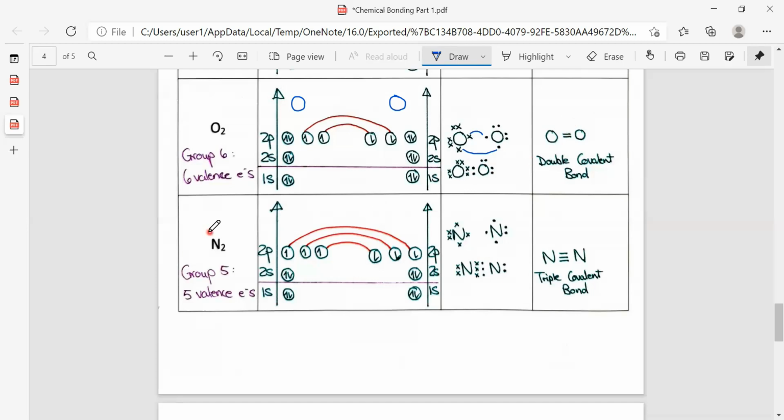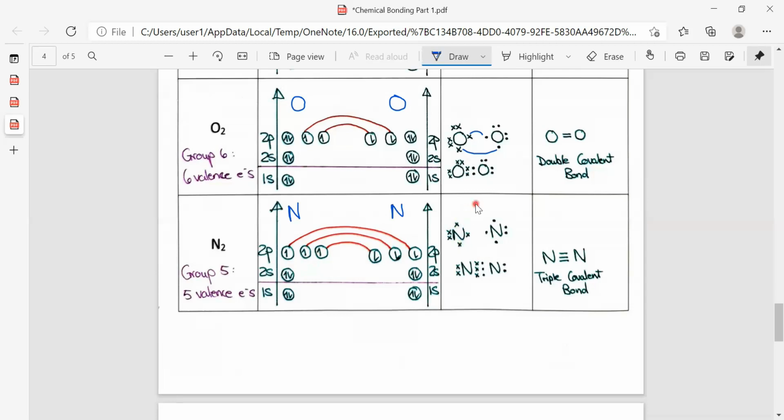Nitrogen is in group 5, so there should be 5 valence electrons. Nitrogen has 7 electrons in total. So the electrons in the 1s orbitals are not going to take part in bonding. Those are core electrons. So the 2 nitrogen atoms have got 2, 3, 4, 5 valence electrons. 5 in this nitrogen atom as well. A lone pair and 3 unpaired electrons. So there's your lone pair, the 3 unpaired electrons.